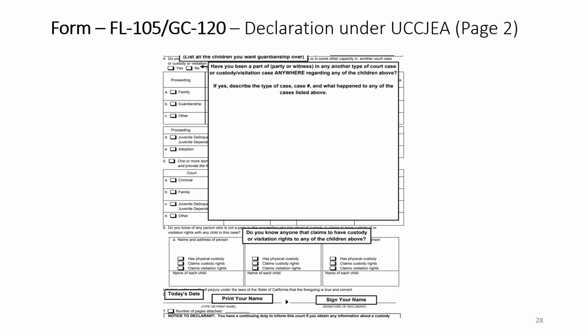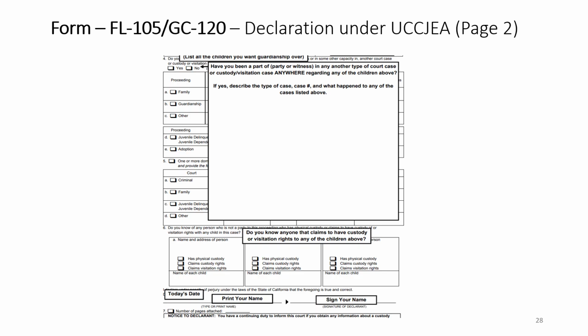On page 2 of Form FL-105/GC-120, Item 4, list any related court cases involving the child or children that you are aware of. In Item 5, if there are any domestic violence restraining orders or criminal protective orders in place involving the child, list that information here and attach a copy of the order if you have it.